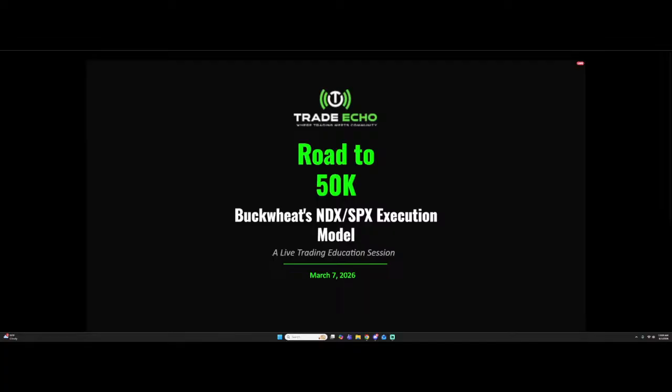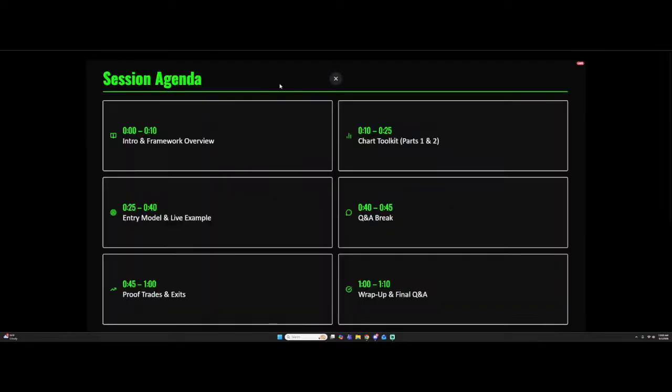So let's start with the session agenda, so everyone knows exactly what we're covering. We already had our intro, and then we're going to go over our framework overview. We've got our arsenal, our chart toolkit, parts 1 and 2, and then we also have our entry model, and I'll show you guys a live example, and then we'll take a short Q&A break. I'll show you the proof of trades and exits, and then we'll wrap it up and do a final Q&A to end the session. Sound fair enough? All right. Let's start this.